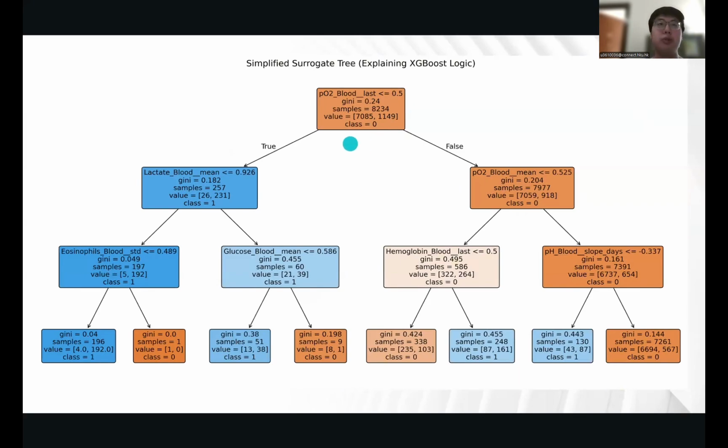You can see the various splits at the top is based on both PO2 and lactate. This tells us immediately that the model isn't just looking at random data. It is prioritizing respiratory status and metabolic stress right out of the gate to distinguish between safe and at-risk patients.